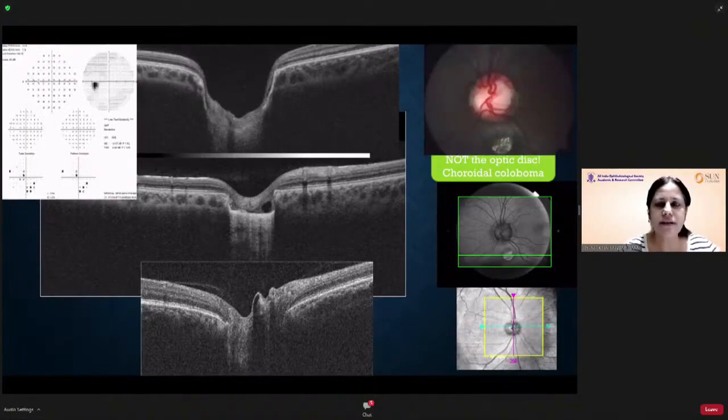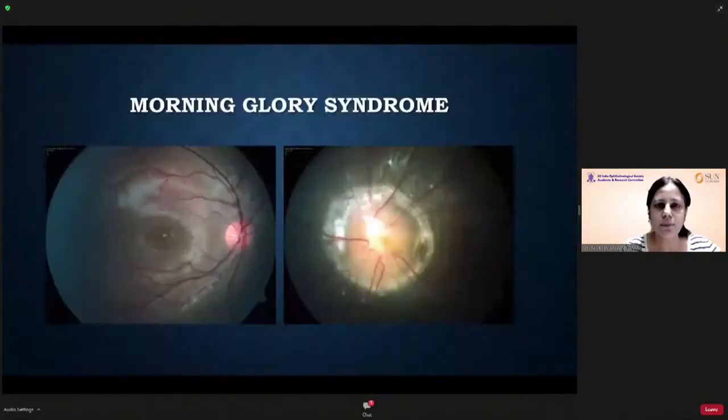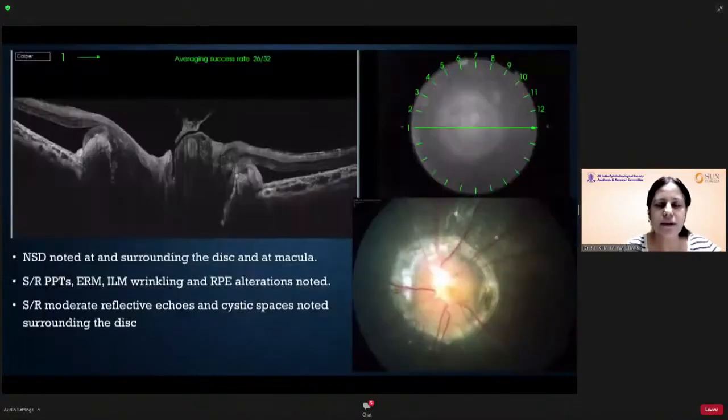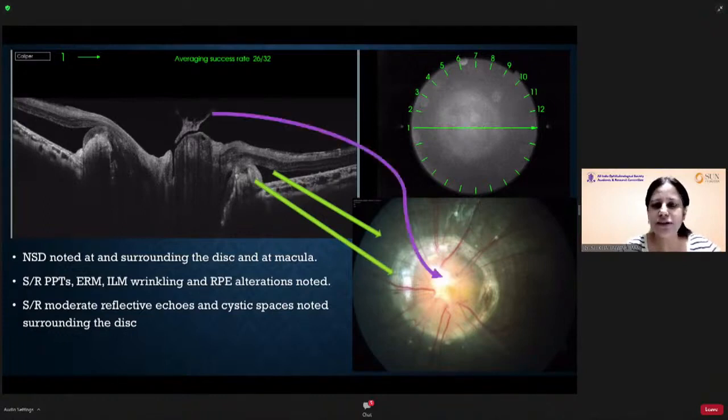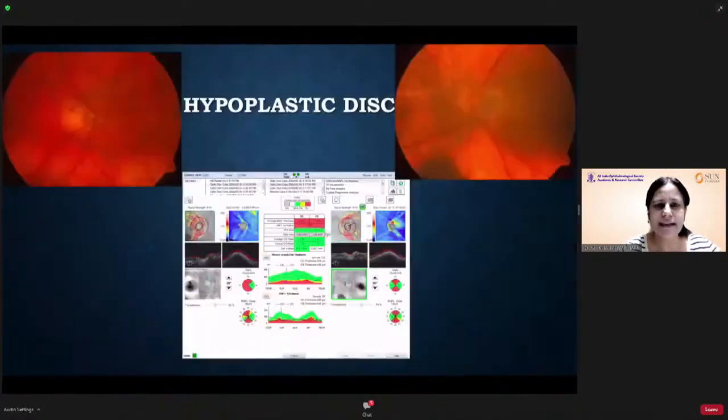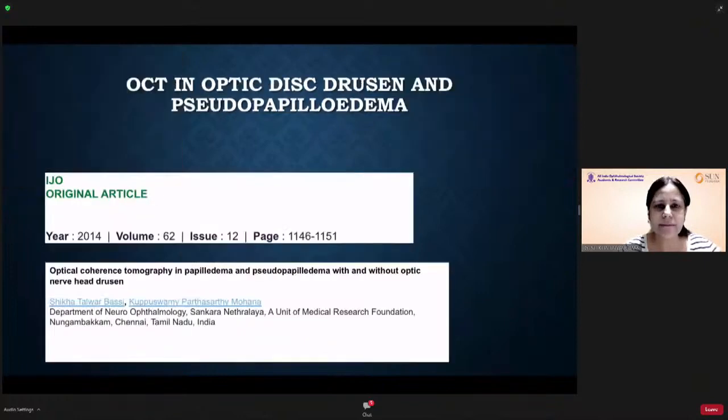So this is an aborted disc coloboma. It's a patient with morning glory syndrome. The OCT features of this disc, the neurosensory detachment, can be picked up on OCT. There is a peripheral hyperreflective ovoid mask-like lesion, which has been picked up on OCT. This is the neuroglial tissue on the surface. In hypoplastic disc, there's severe RNFL thinning associated with decreased disc area.